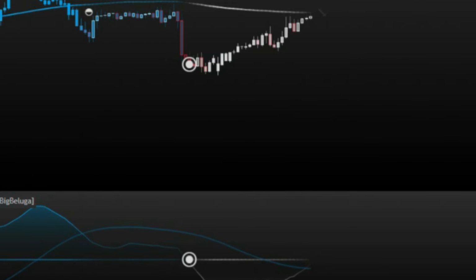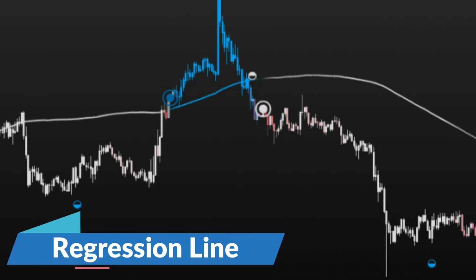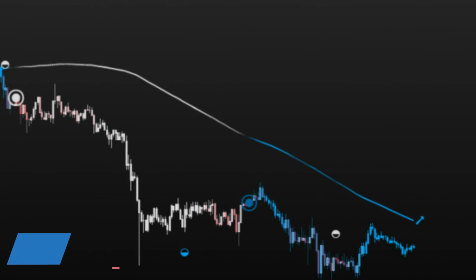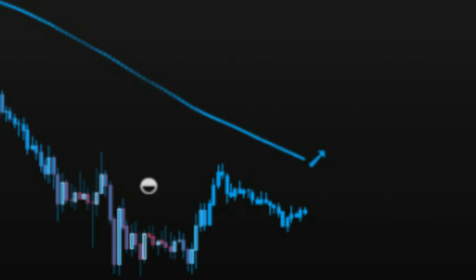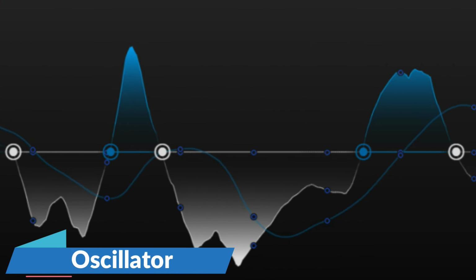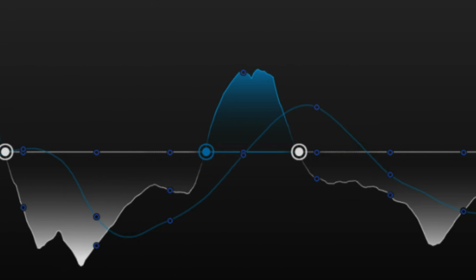Now, this indicator has two main parts. First, you've got the regression line. This is the trend following line that shows you the overall direction of the market. At the end of it, you'll notice a small arrow that points out the current price direction in real time. Second, there is the oscillator. This one is based on volatility, and it is designed to spot potential reversal zones, giving you an edge in timing your trades.